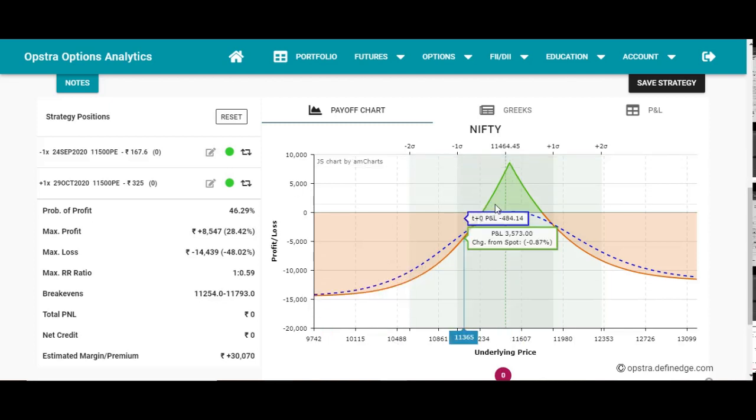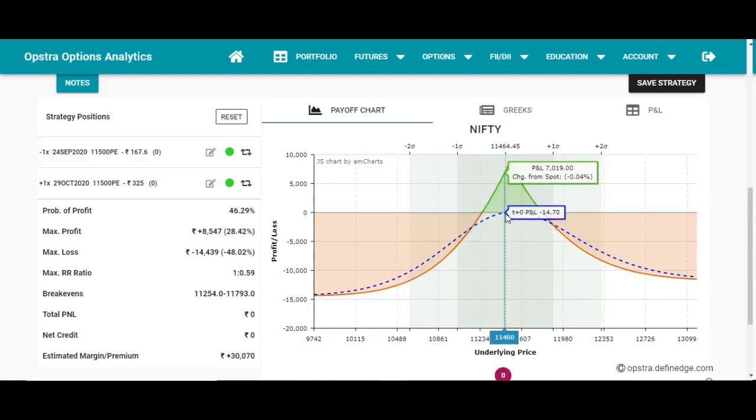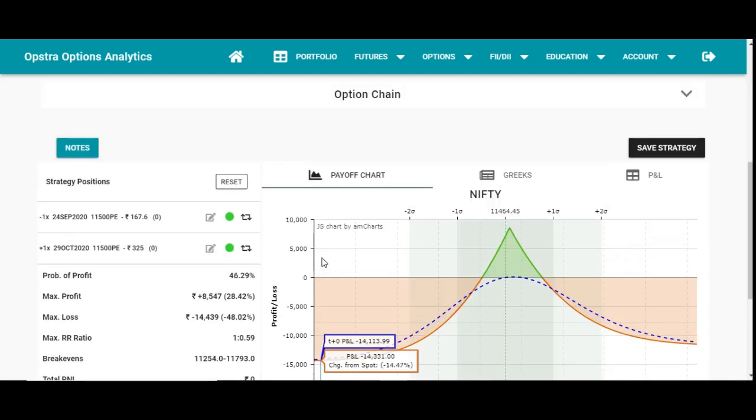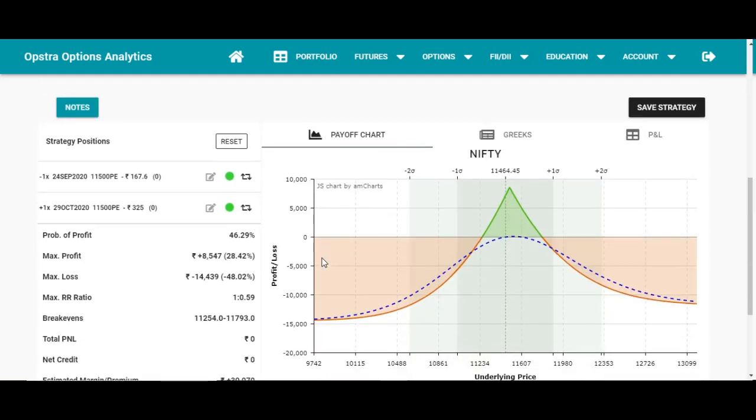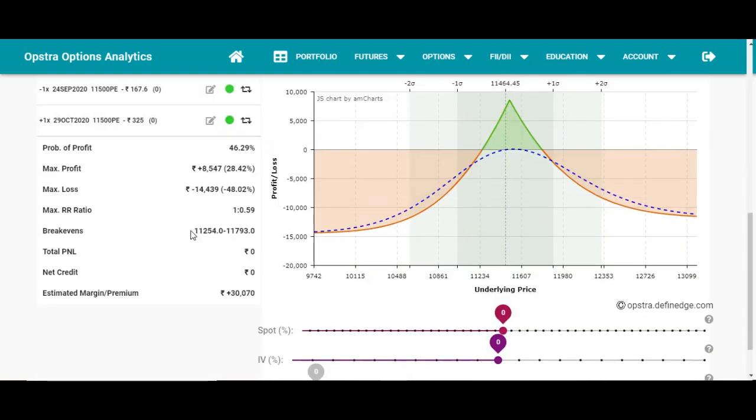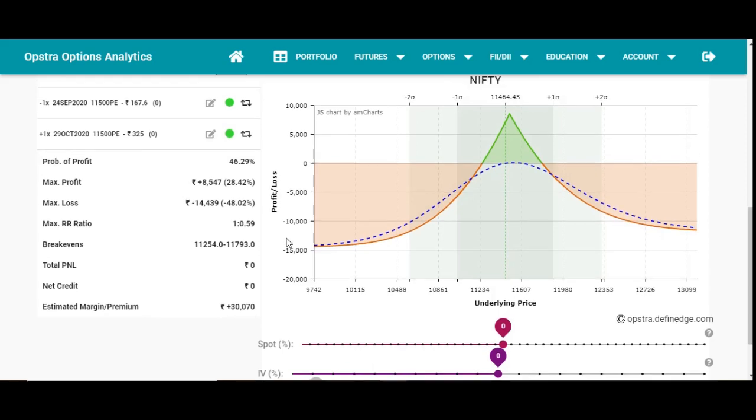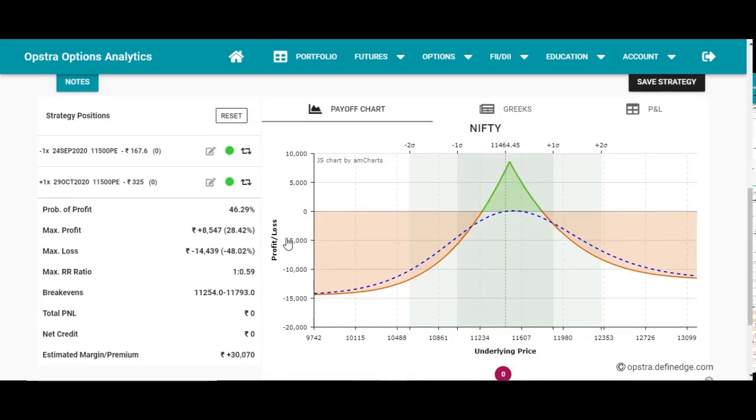Even though I am having a bullish view, if at all my view goes wrong, I should have some cushion on the downside as well. So even though the market is at the level of 11,464, I have around 200 points on the downside, and I have around 300 points cushion on the upside as well.